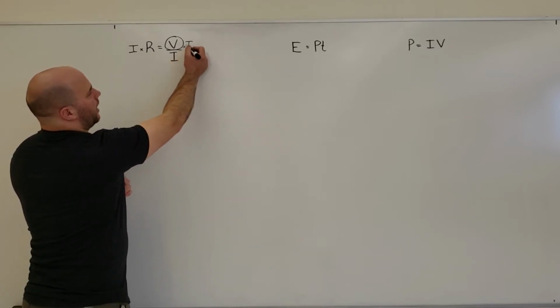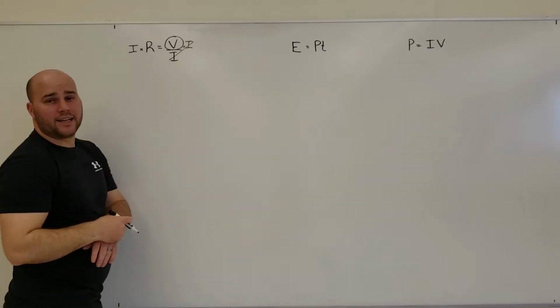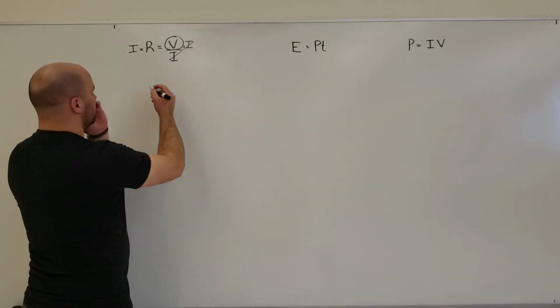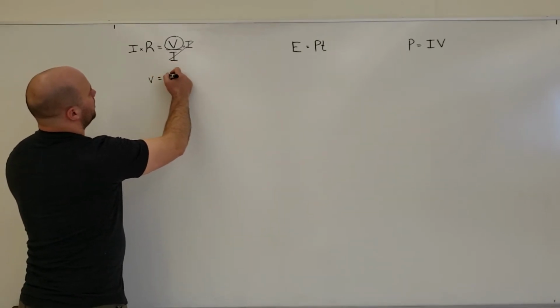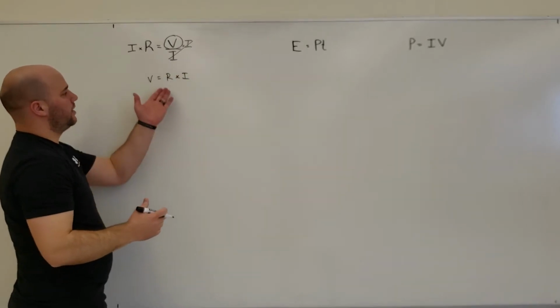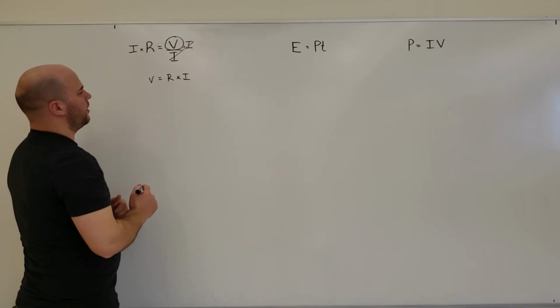When you have an I over an I, those cancel because they equal 1. And so now you just have 1 times v, which is just v. And so your new equation will be v equals r times I. And so now you can solve for your v, you can put in your r, you can put in your I, and you'll have that.